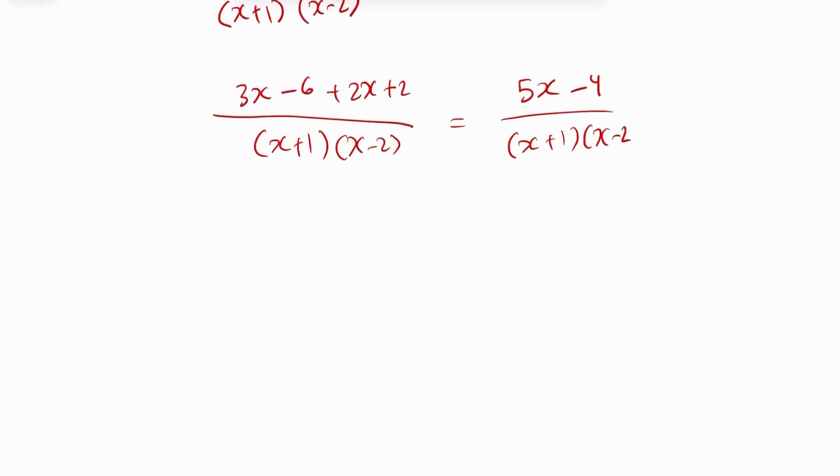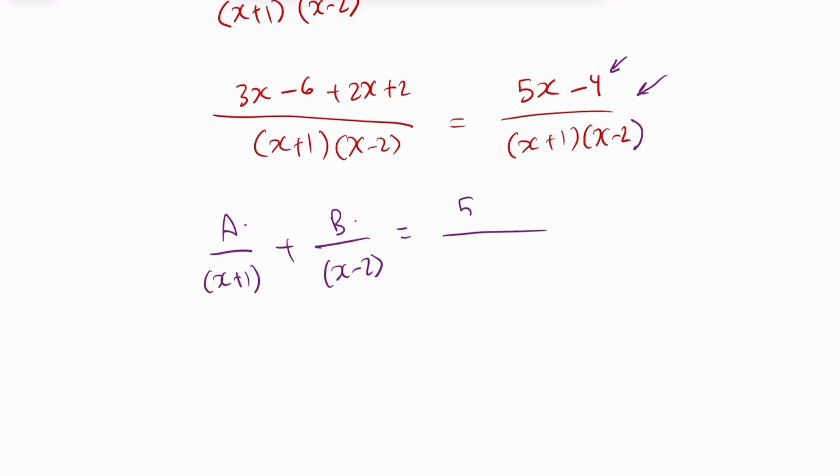The meaning of partial fraction decomposition is that I'm going to take this rational fraction and split it again to find the original two fractions. How are we going to do this? Unfortunately, we're not able to factorize the numerator, and the denominator already has two brackets. So in this case, we write a over x plus 1 plus b over x minus 2. So we let the numerator of the first fraction be a and the numerator of the second fraction be b, equal to our rational fraction 5x minus 4 over x plus 1 multiplied by x minus 2.